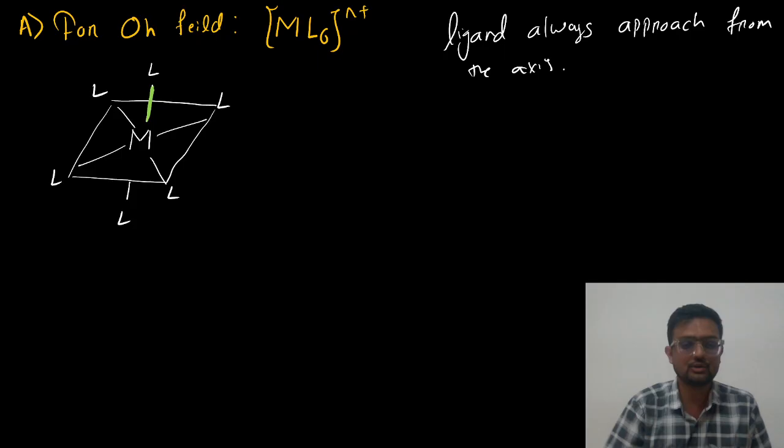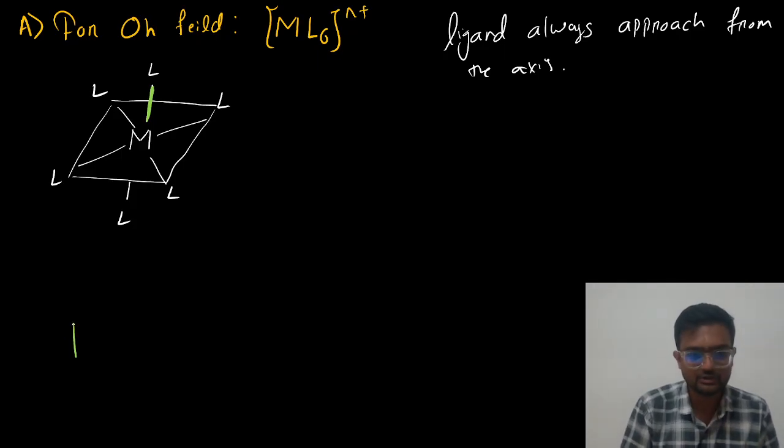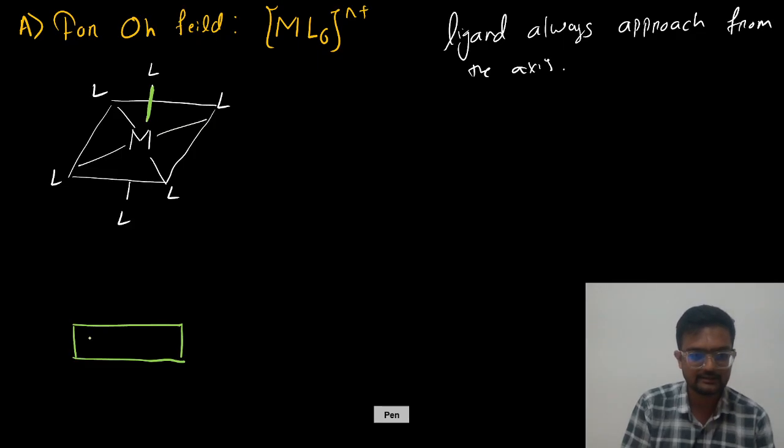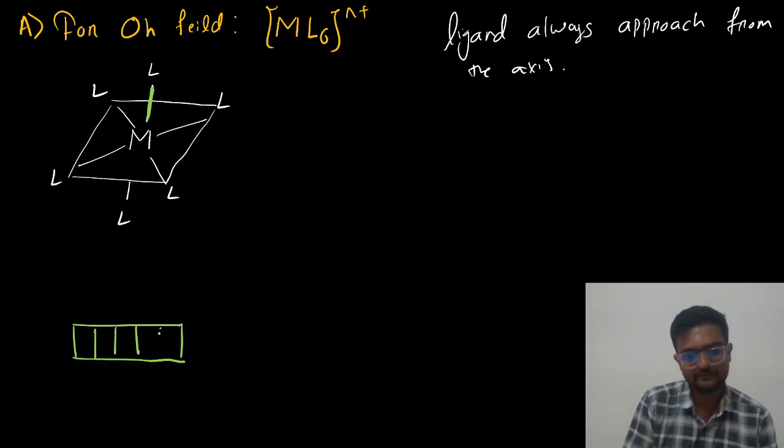So right now, if I want to explain how it will look, see. This was the d orbital of the metal. 1, 2, 3, 4. Let me draw nicely. Sorry. 1, 2, 3, 4. So these are the 5 d orbitals.